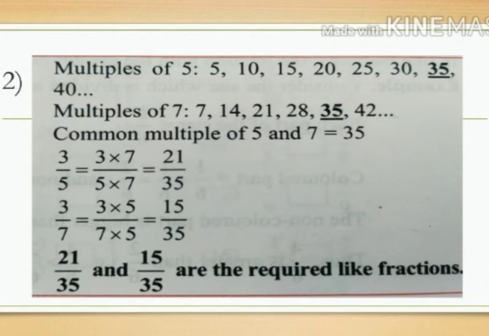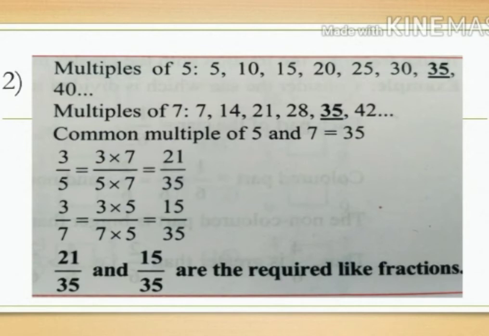Second, 3 upon 5 and 3 upon 7. Now here also you can say the denominators are different. So to convert unlike fractions into like fractions, find a common multiple of both the denominators. Multiples of 5 are 5, 10, 15, 20, 25, 30, 35, 40 and so on. And multiples of 7 are 7, 14, 21, 28, 35, 42 and so on. Now the common multiple of 5 and 7 is 35. Now take 35 to make the denominators equal.